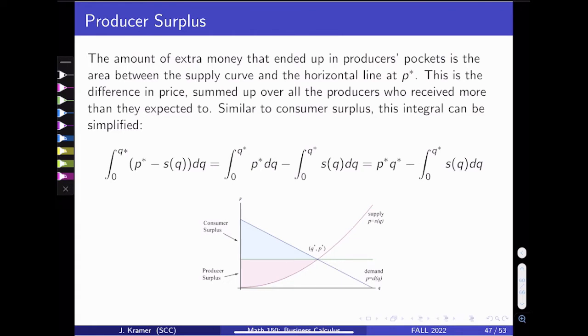Similar to consumer surplus, this integral can be simplified, and so we end up with something similar where we have the equilibrium price times the equilibrium quantity minus the integral from 0 to the equilibrium quantity of the supply curve. And again, that's because we started with this difference between two curves where we do top minus bottom, which is the P minus the supply curve.